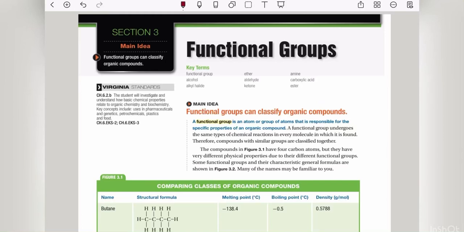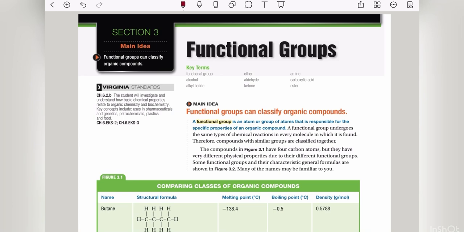Welcome to section 3 of chapter 22, and we're going to talk about functional groups. So our only main idea for this section is that functional groups can classify organic compounds. So we will investigate and understand how basic chemical properties relate to organic chemistry and biochemistry. Some of the key concepts will include uses in pharmaceuticals and genetics, petrochemicals and plastics and food.